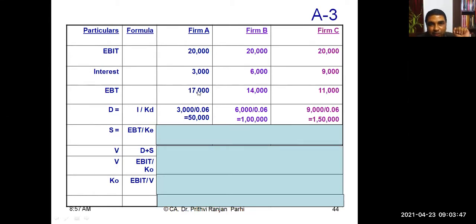This amount I am paying to the equity shareholders. But how much is the equity? How to know that? So EBT by K. So K is how much? Who has remembered what K is? 10%. If K is 10%, please compute the value of S in all the three situations.